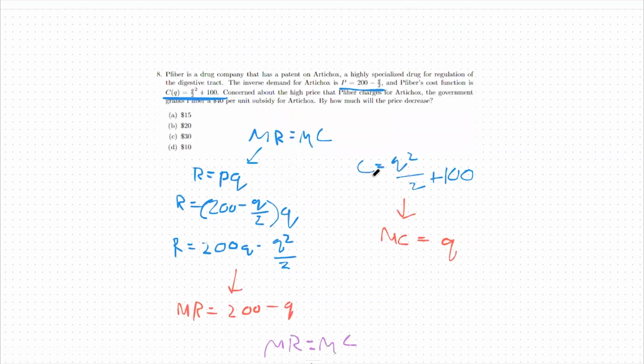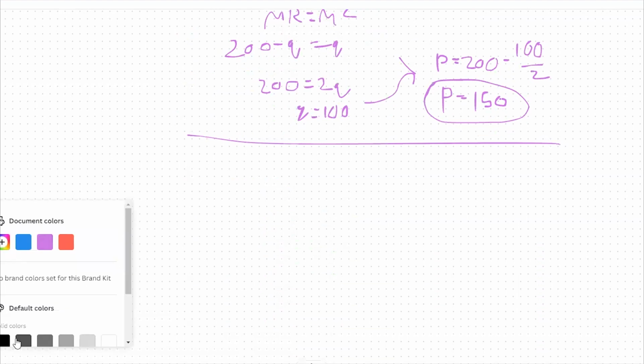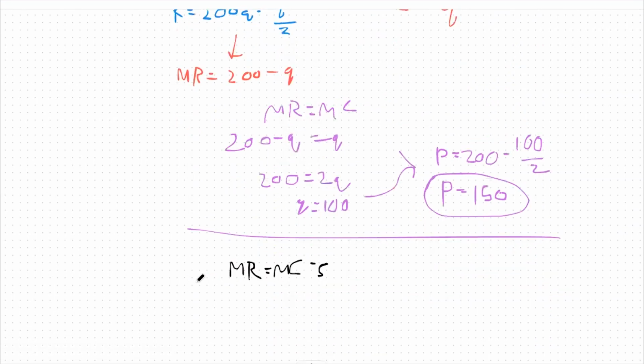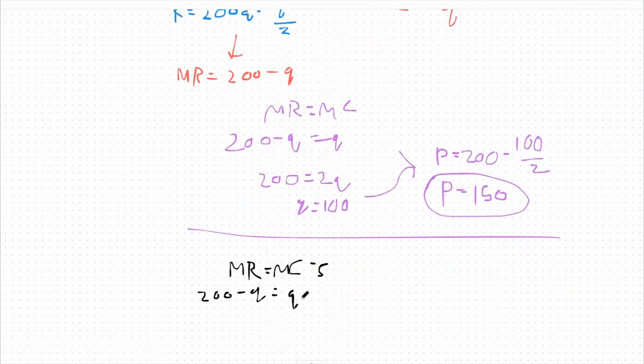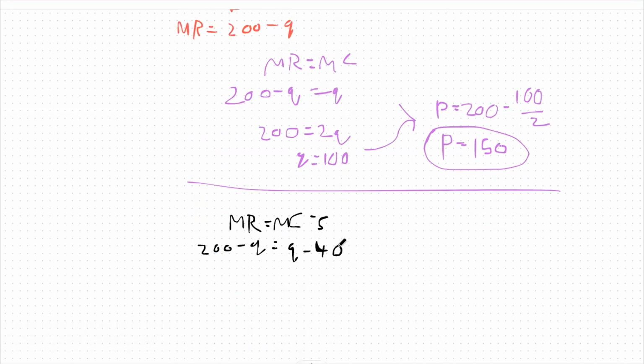The second part of the question asks, by how much will our price decrease if the government implements a $40 subsidy? In order to figure this out, all we're going to have to do is do the same exact process, marginal revenue equals marginal cost, but this time subtract out a subsidy. So again, we found our marginal revenue to be 200 minus Q. We found our marginal cost to be Q, and the subsidy is given to us as 40. So we can slot each of these variables and numbers in respectively.